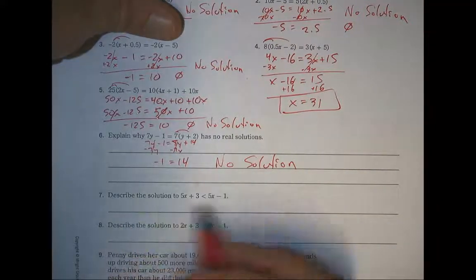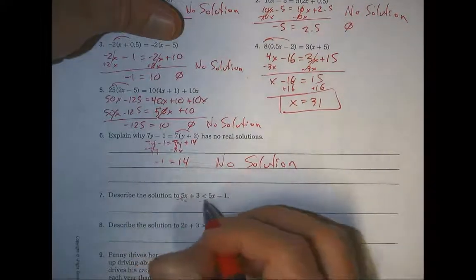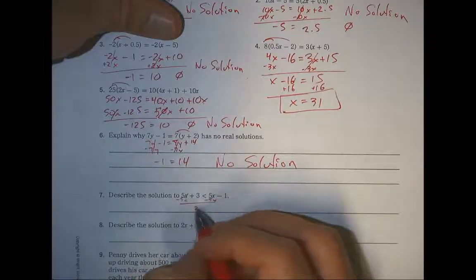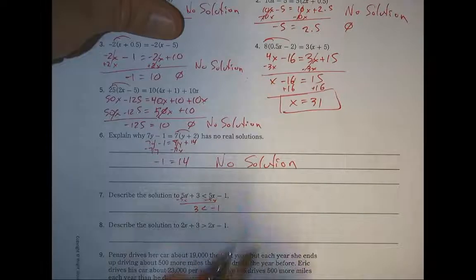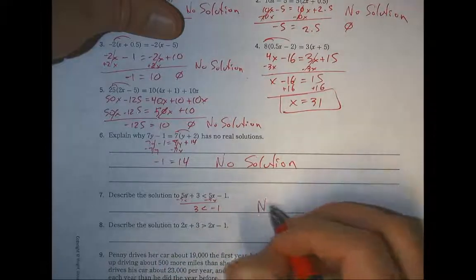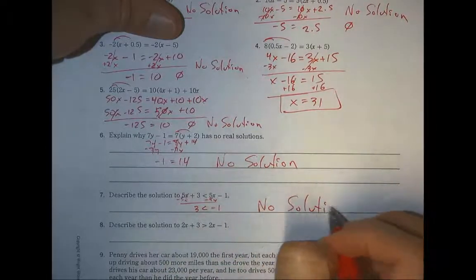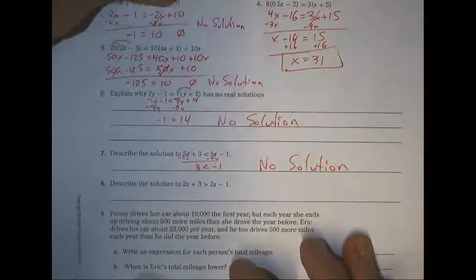All right, number 7, how about this one? Minus the 5x from both sides. We have an inequality now. We're left with 3 is less than negative 1. Is that true? Is 3 less than negative 1? Nope. That's no solution. Lots of no solutions on this page.